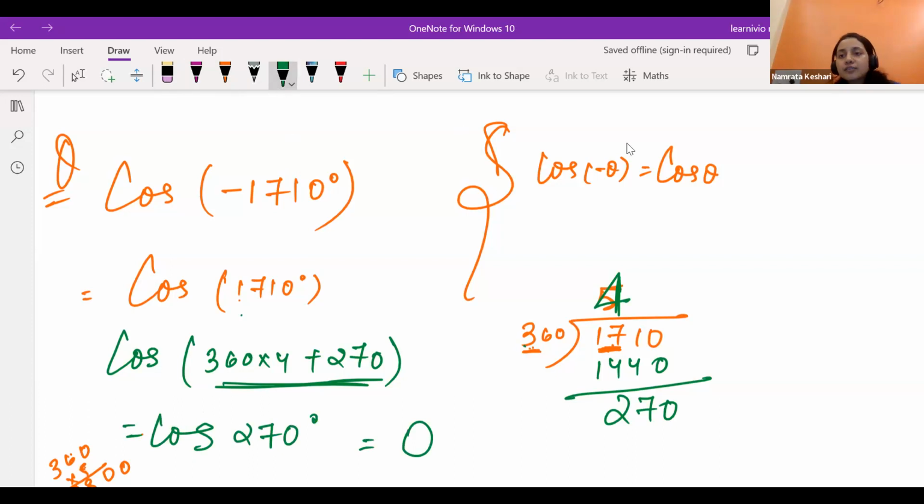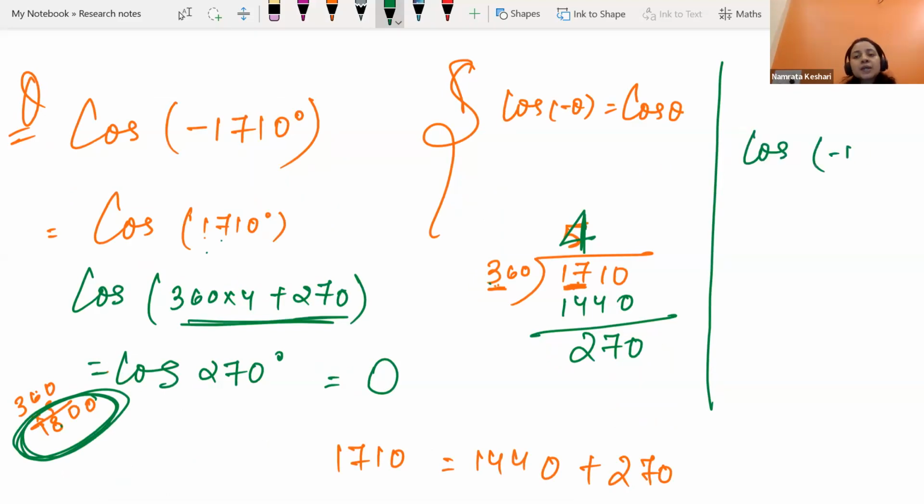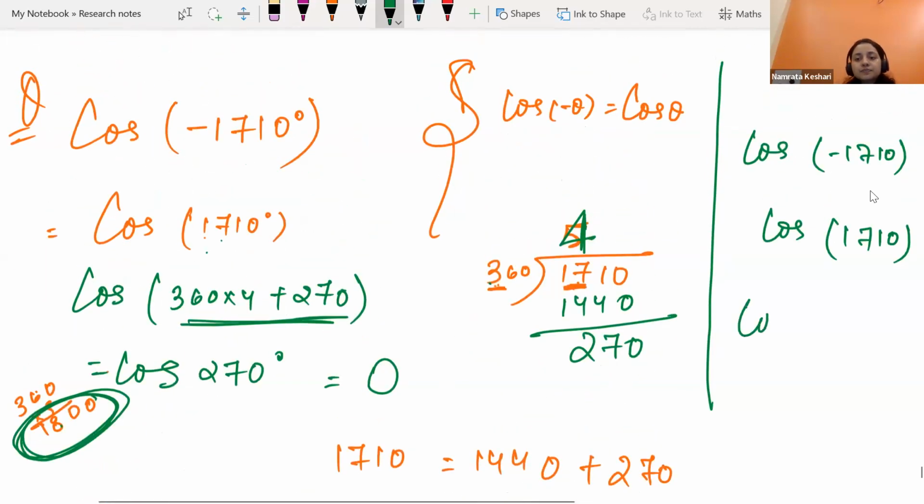I am showing you the other way also. The method 2. This was method 1. Method 2 is 360 into 5 is 1800. But here we are having 1710. So we will be writing it like this. Cos minus 1710 can be written as cos 1710. And we can write it as cos of 5 into 360, that is 1800, but we are having just 1710, that means 90 less.